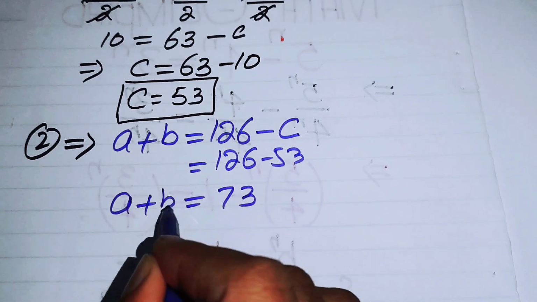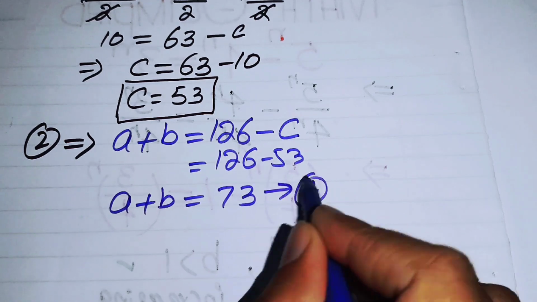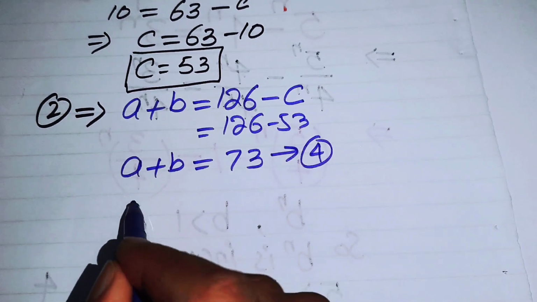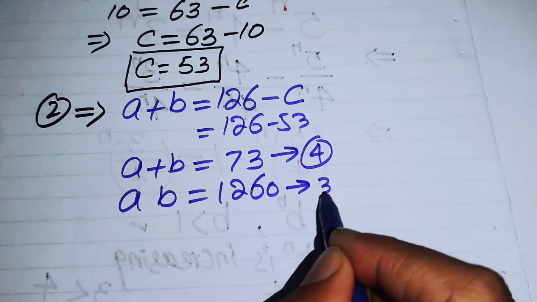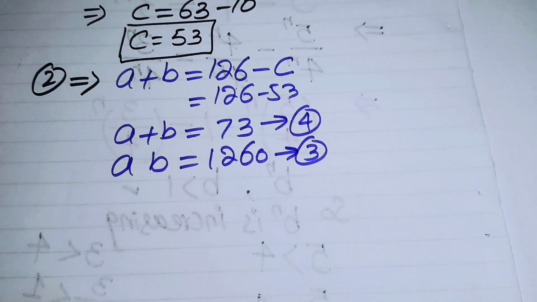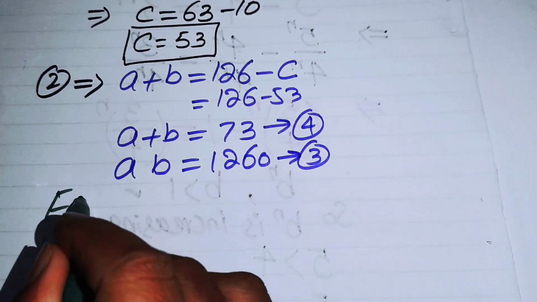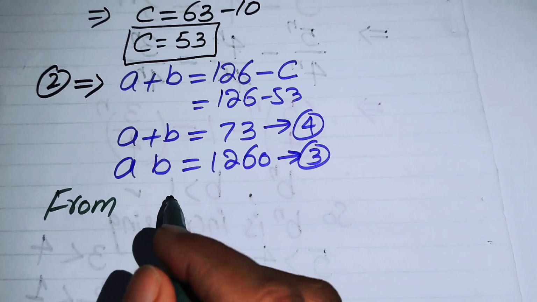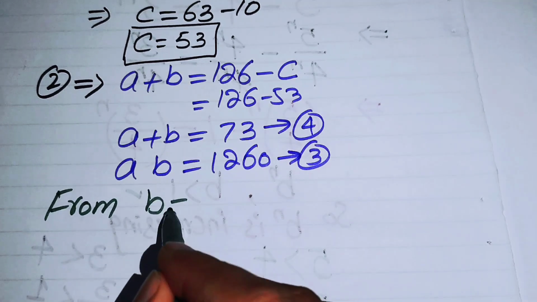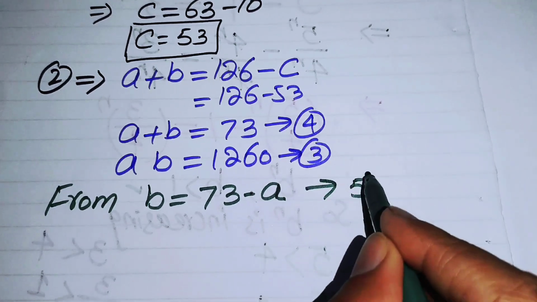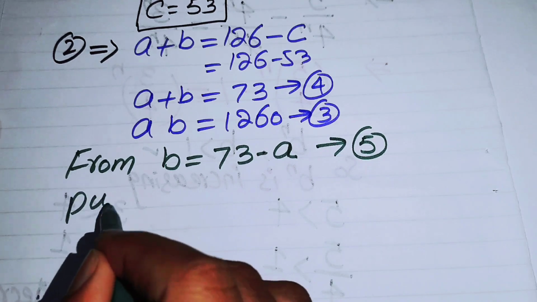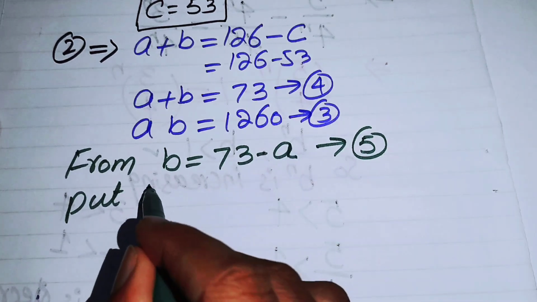So here, I can name this as equation number 4, and equation number 3 is AB equals 1260. Now we will solve these two equations, and we can easily get the values. From equation 4 I can move A to the right hand side, and we have B equals 73 minus A. We name this equation number 5.